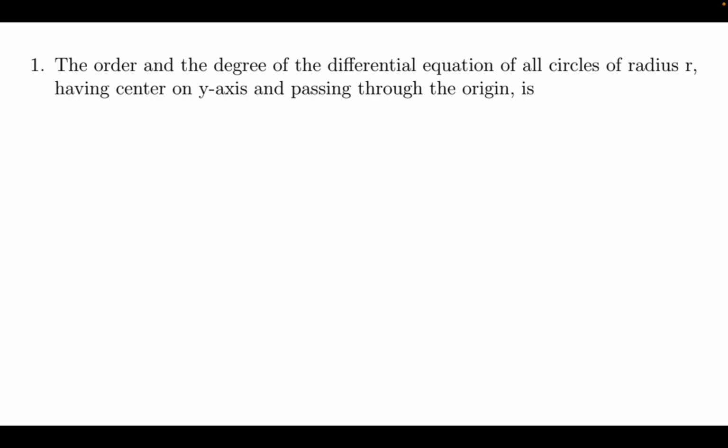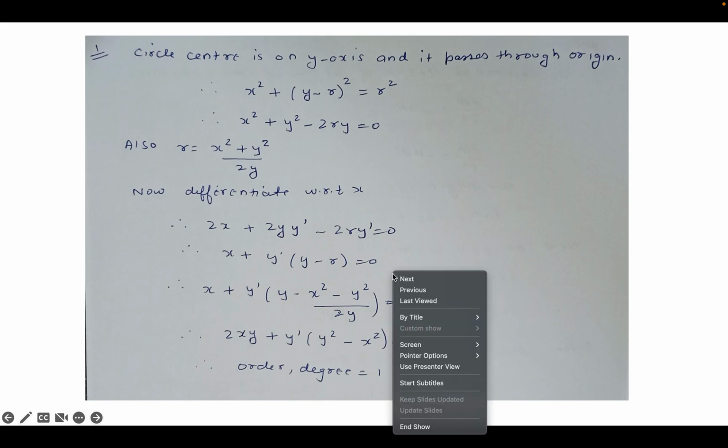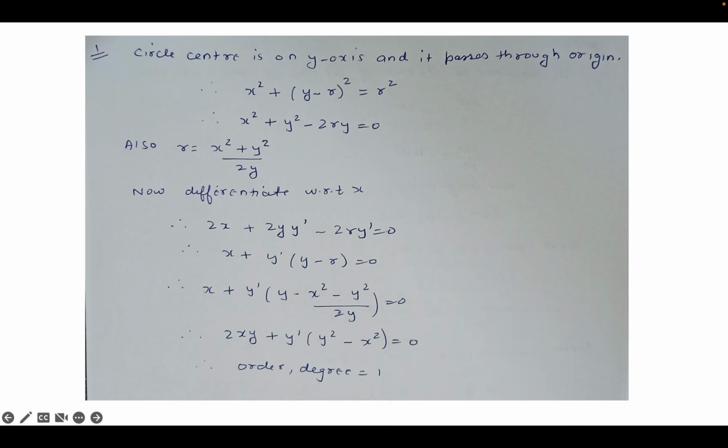So basically the problem here is that you need to find the order and the degree of the differential equation of all the circles which have radius r, their centers lie on the y-axis, and they pass through the origin. So first you need to write the equation of a circle which has its center on the y-axis and passes through the origin, right? So here is the solution of this problem.